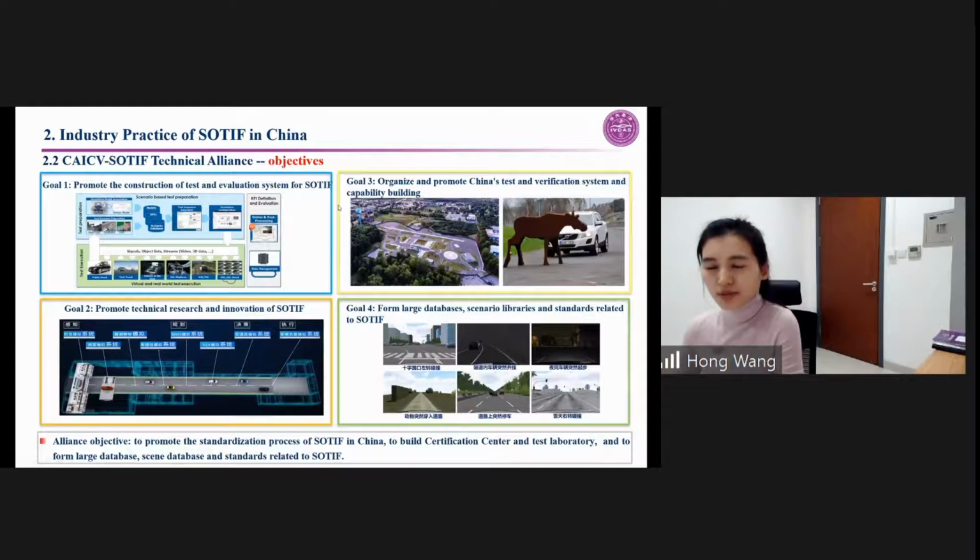The objectives of this technical alliance are four aspects. The first goal is to promote the construction of a test and evaluation system for SOTIF. Second, promote technical research and innovation of SOTIF. The third one is about verification: organizing and promoting China's test and verification system and capability building. The fourth one is, through the research in this aspect, to form large databases, scenario libraries, and standards related to SOTIF. The general objective of this technical alliance is to promote the standardization process of SOTIF in China, to build a certification center and test laboratories, and to form large databases, scenario databases, and standards related to SOTIF.